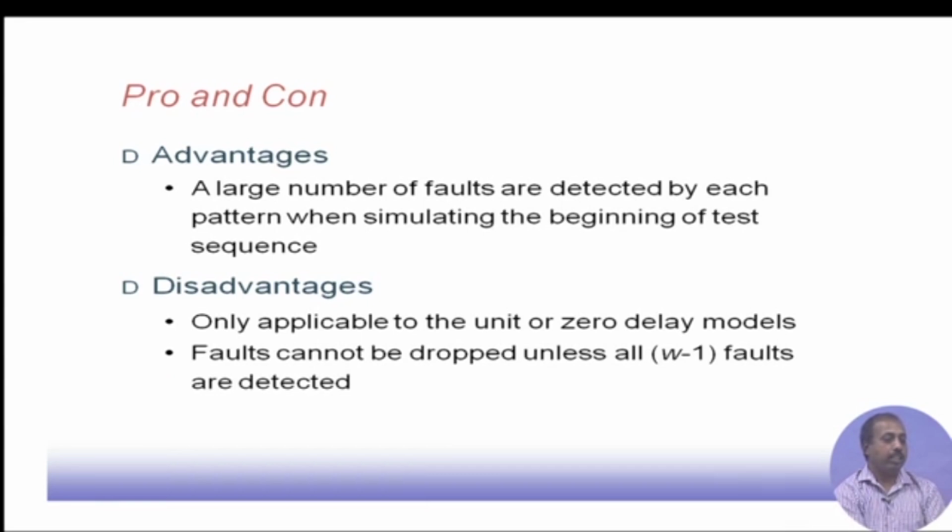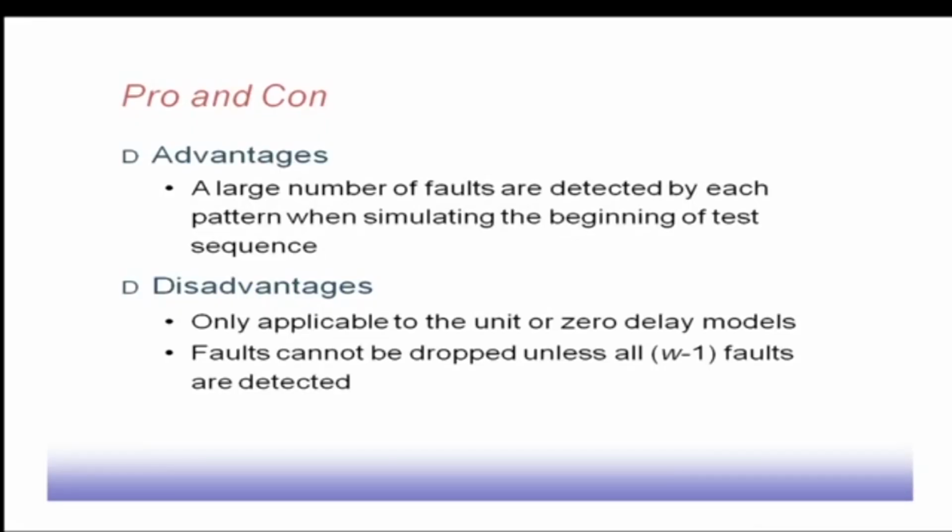Advantages: we have a large number of faults that are detected by each pattern when simulating at the beginning of the test sequence. As a result, since every simulation is handling a number of faults instead of a single fault as in serial fault simulation, fault dropping may be very effective, and many of the faults will very easily get dropped because of this parallel fault simulation. Each pattern is simulated directly for all the faults in one shot. So, that way the fault dropping will be higher.